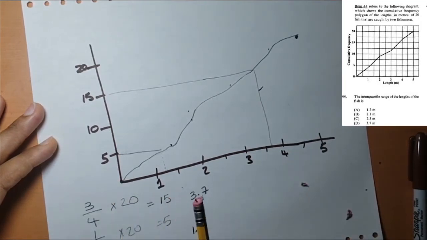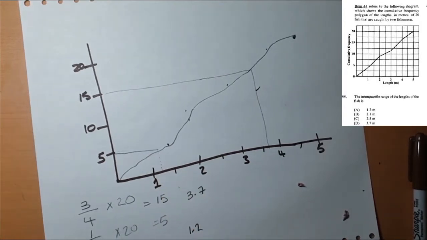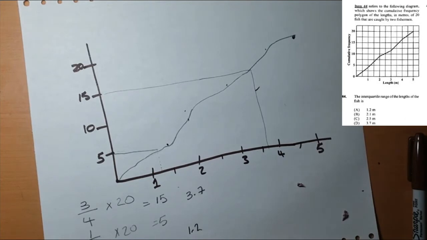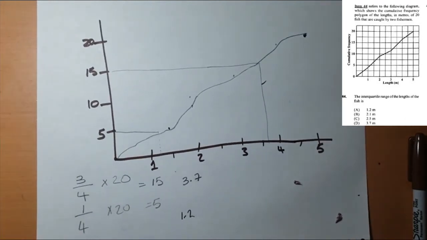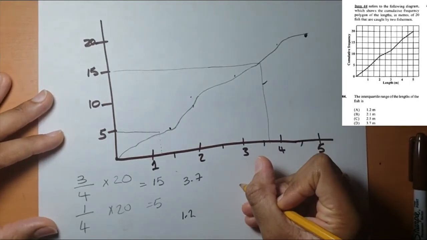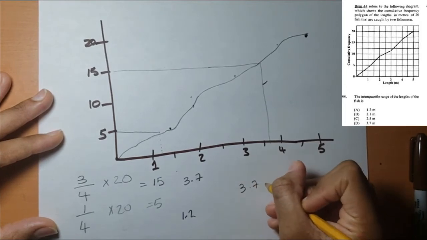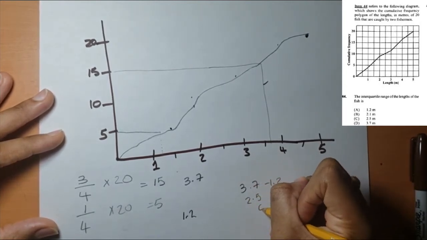How do we find the lower quartile? We do 1/4 times 20, and that is equal to 5. Go across and down is equal to 1.2. The diagram that I drew is not as to scale as the one in the actual paper, but we get the point. So now that is equal to 3.7 minus 1.2, and that's 2.5, which is C.